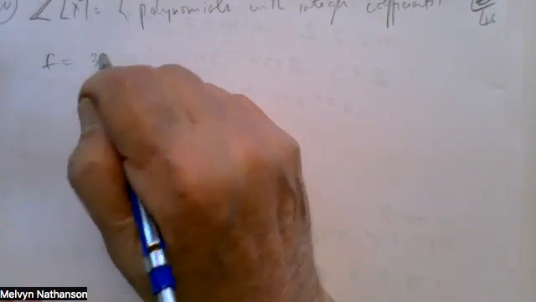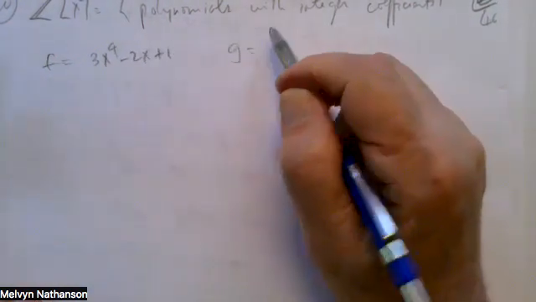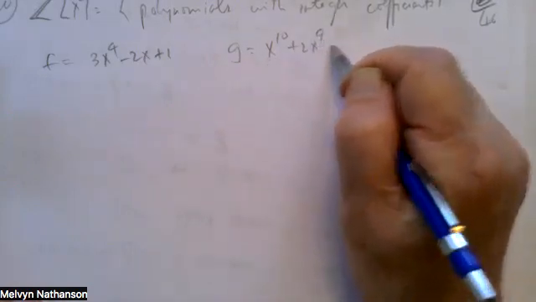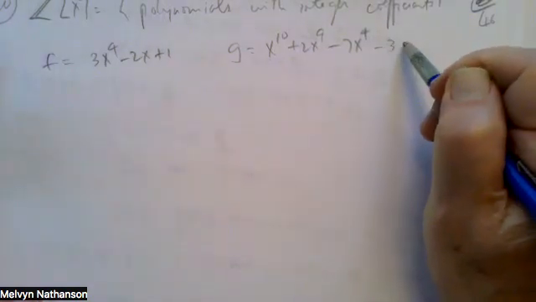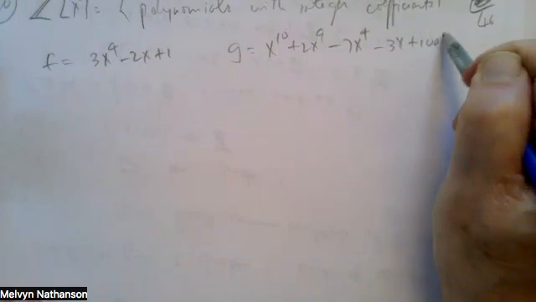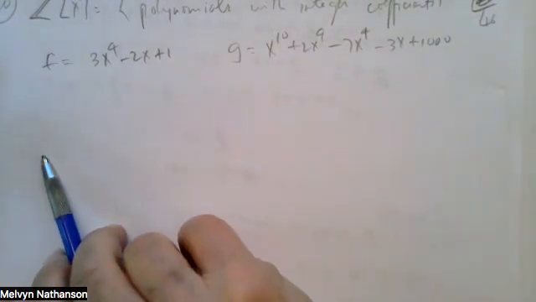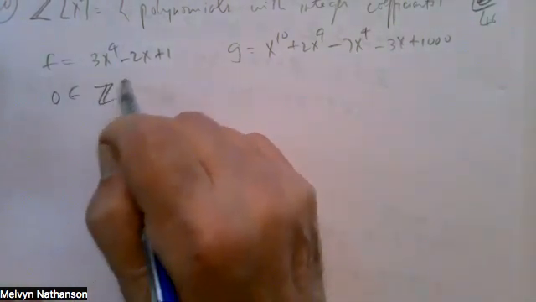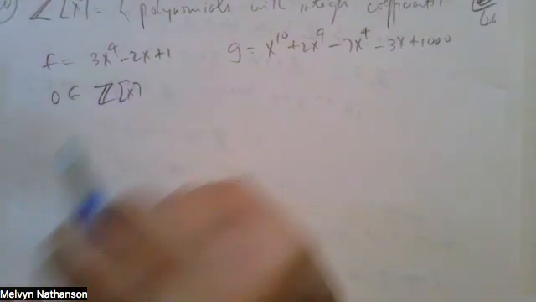You know, like you could have f of x equal to 3x to the 4th minus 2x plus 1, or g equal to x to the 10th plus 2x to the 9th minus 7x to the 4th minus 3x plus 1,000. These are polynomials with integer coefficients. And 0 is a polynomial with integer coefficients. And you can just check.